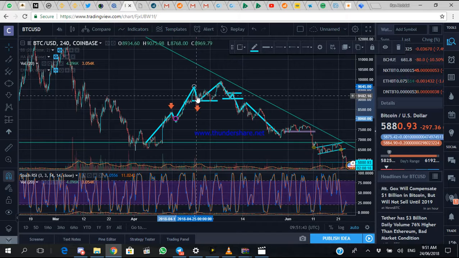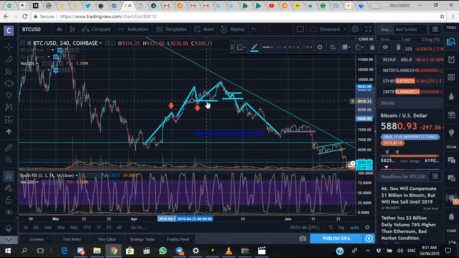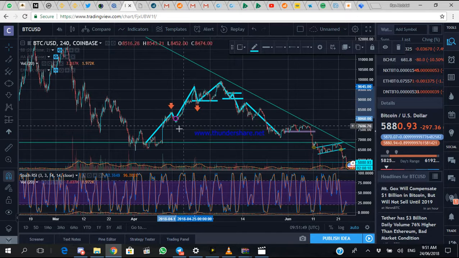The rule for the wave 4 is that it must not retrace below the wave 1. So this is 1, 2, 3, 4. The rule for the wave 4 is that it must not retrace below the wave 1 here. So you realize that this is above and it looks cool. Yeah, so it must usually be above wave 1. You draw from here, this is 1, this is 2, this is 3, this is 4. So this is actually wave 4.